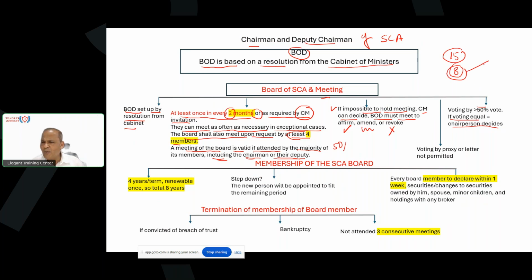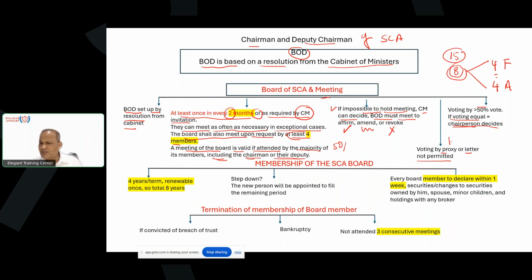And out of 8, 4 are in favor and 4 are against. So voting became equal, and the chairman will take the call. So the chairman will put the deciding vote. Clear? When the votes are equal, the chairman will decide. Whatever he says, that will be the final decision. Clear? Voting by proxy or letter is not permitted.